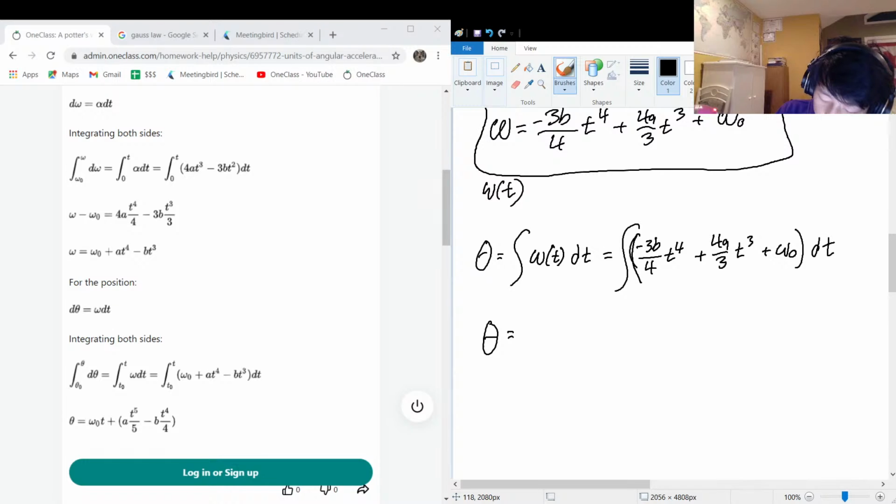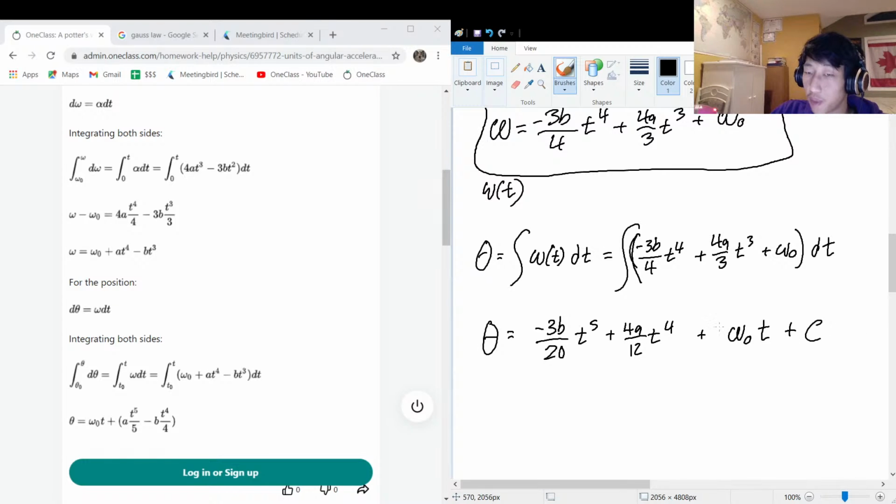So we're going to increase the power by 1, and we are going to put the power in the denominator of that function. So it will be negative 3b over 20 t to the 5, plus 4a over 12, not t squared, t to the 4, plus omega naught t, plus c.